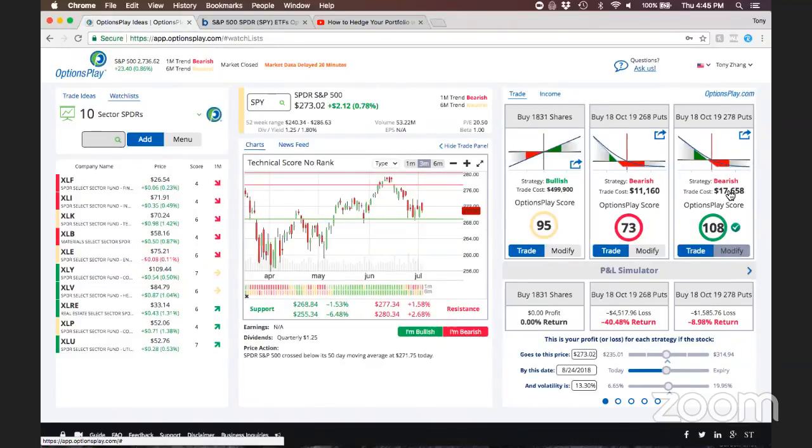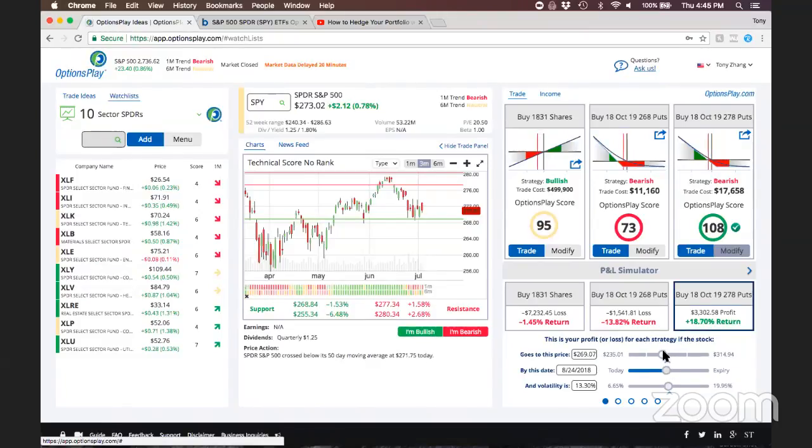So again, the more expensive hedge gives you much better protection, because if the market doesn't go anywhere, you're not losing that much money. Only in the cheap hedge are you going to be losing more money if the market doesn't go anywhere. So let's look at a few other scenarios.